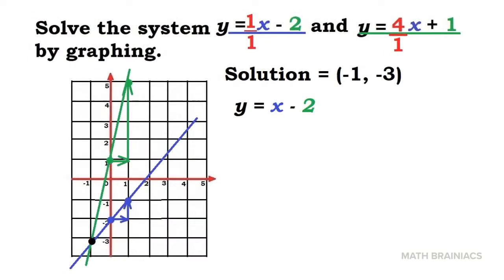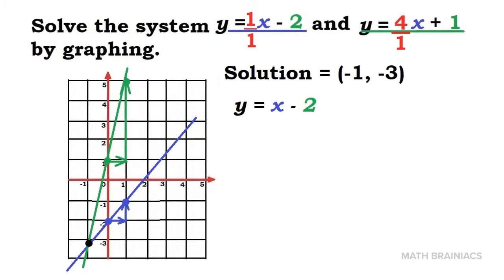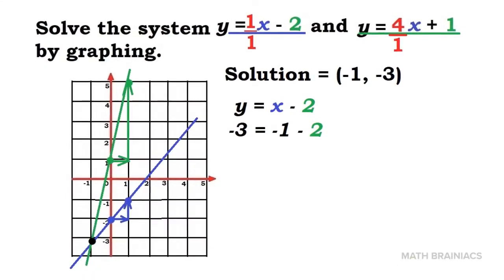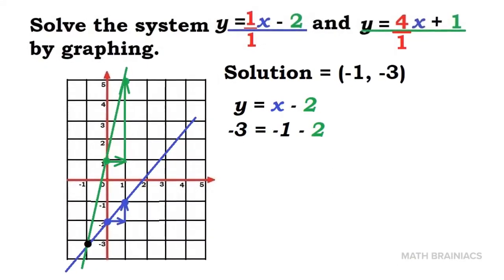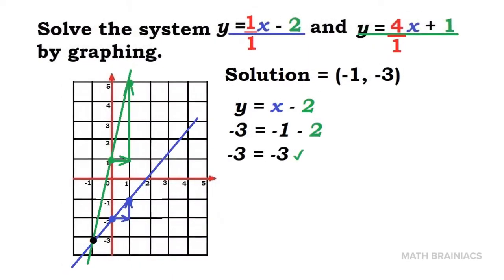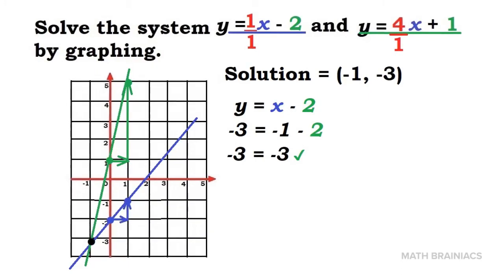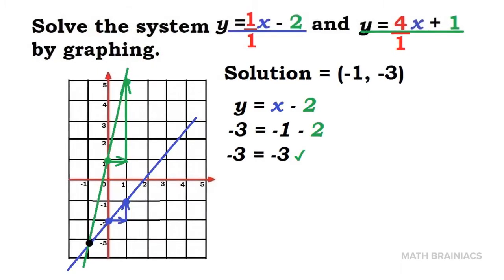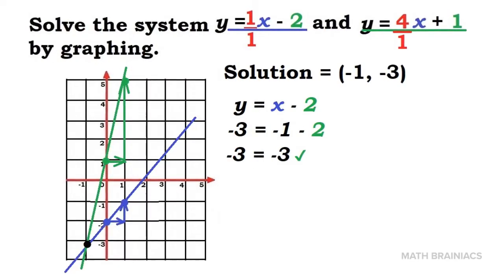Let us check if our solution is correct. Let us substitute the solution in the first equation, y is equal to x minus 2. And it will give us minus 3 is equal to minus 1 minus 2, which will give us the same number. Accordingly, the solution minus 1 and minus 3 is correct on the first equation, y is equal to x minus 2. Let us work on the second equation.